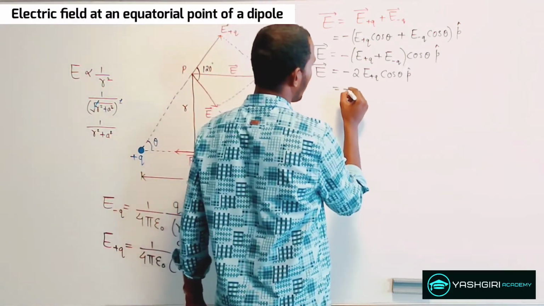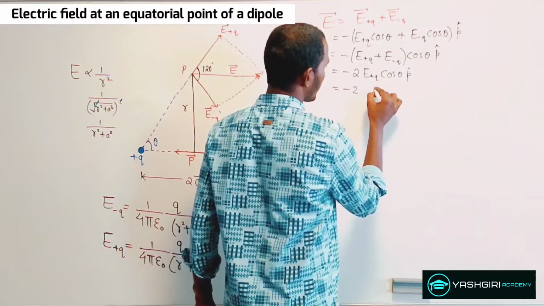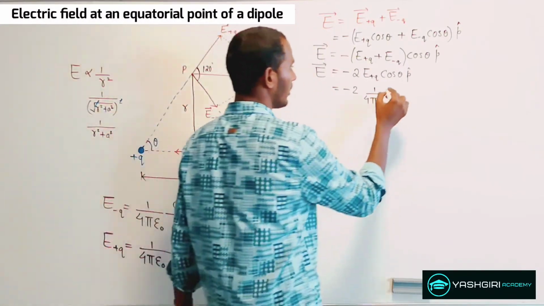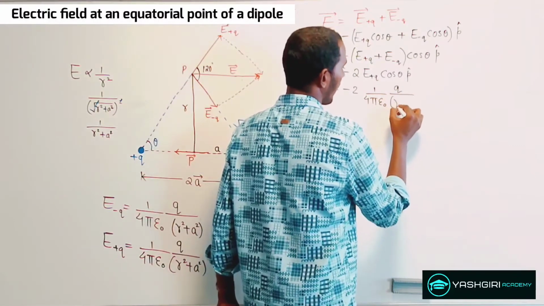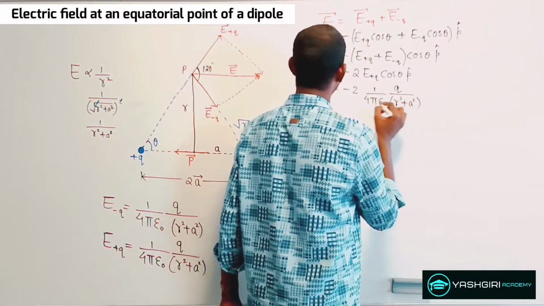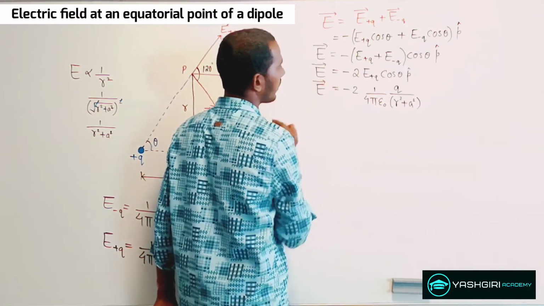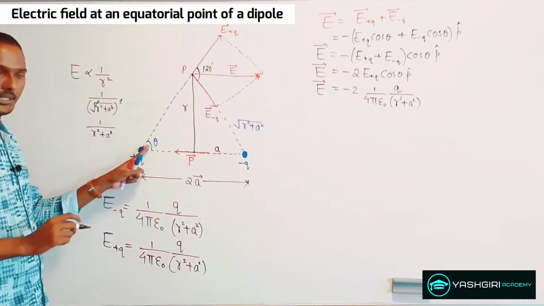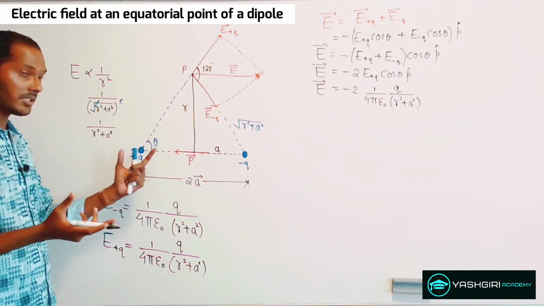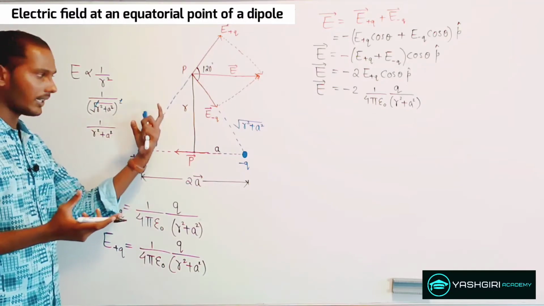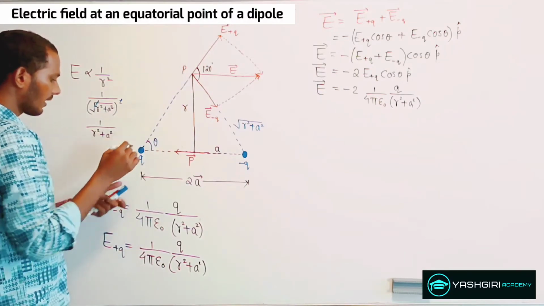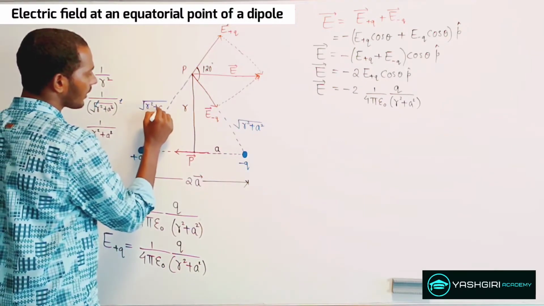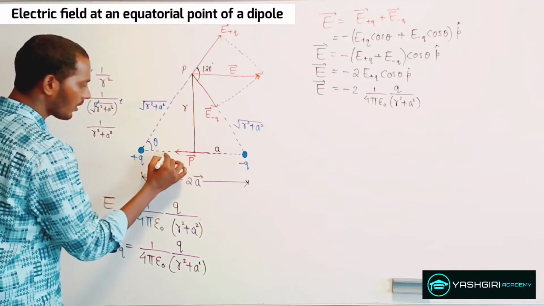So what I'll get is minus 2 into 1 upon 4 pi epsilon naught into Q upon R square plus A square. Correct? So that is what I am getting. And here, how to get this cos theta? If you see, this is the angle theta over here. Cos theta is nothing but the adjacent side upon the hypotenuse side. So what is the hypotenuse side? The hypotenuse side is nothing but square root of R square plus A square, and the adjacent side is your A.